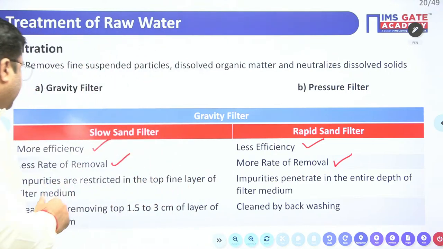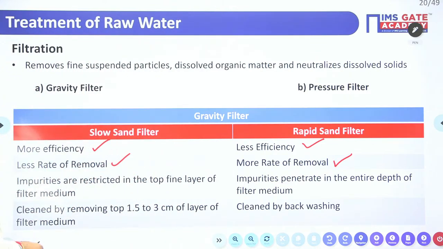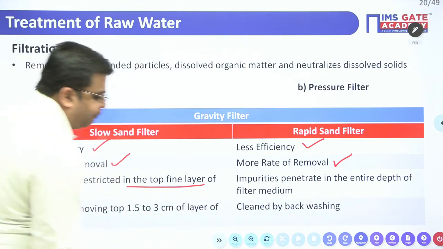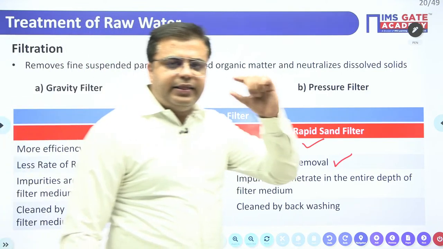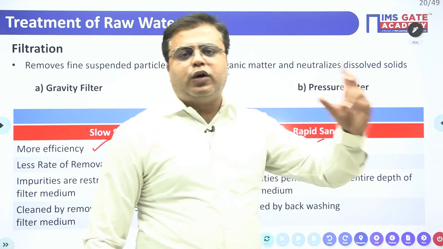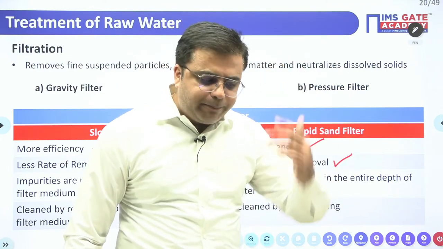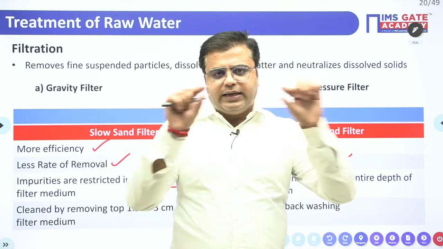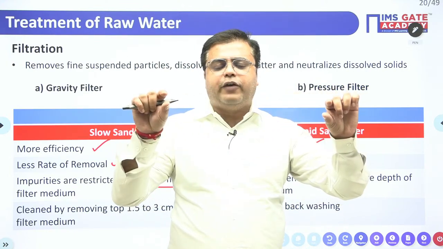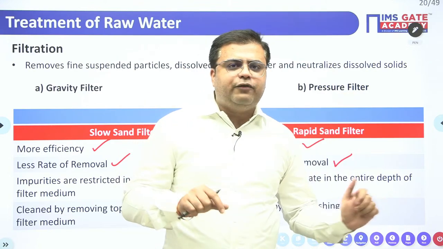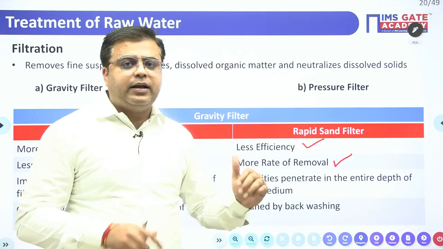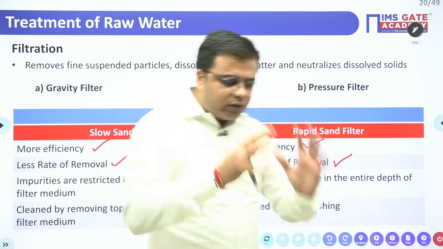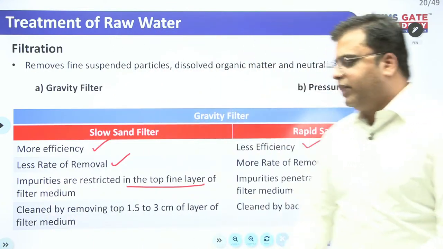Next, if we talk about the slow sand filters, the impurities are restricted to the top fine layer. Whereas for rapid sand filter, the impurity penetrates through the depth of the filter medium. For slow sand filter, the impurities are only restricted to the top fine layer. But for rapid sand filter, the impurities penetrate inside the total depth of the filter medium.